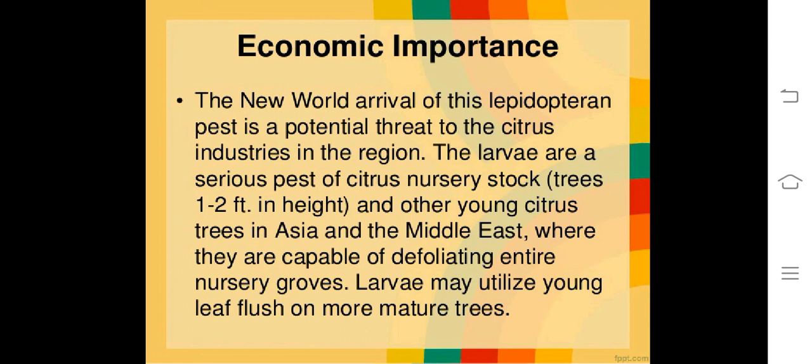If we're talking about the damage, the caterpillars can completely defoliate young citrus trees below 2 feet and devastate citrus nurseries. In mature trees, caterpillars may prefer young leaves and leaf flesh. Okay, so these are some of the economic importance, because we know that farmers mainly depend on the citrus fruit and get a huge profit from it. If those citrus fruit are damaged by this pest, Papilio, it will cause a huge loss to the economy of the farmer as well as the country.